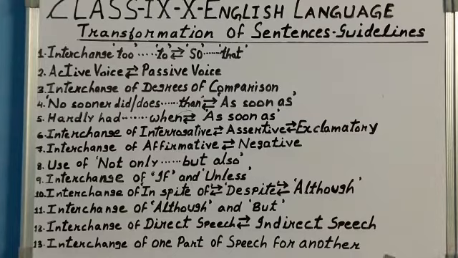Then comes the interchange of one part of speech to another. Suppose a sentence here, he invited me to his birthday party. Here the word invited is used as a verb. Now you have to use the word invited in the form of a noun. What should be the sentence? He sent an invitation to me on his birthday party.